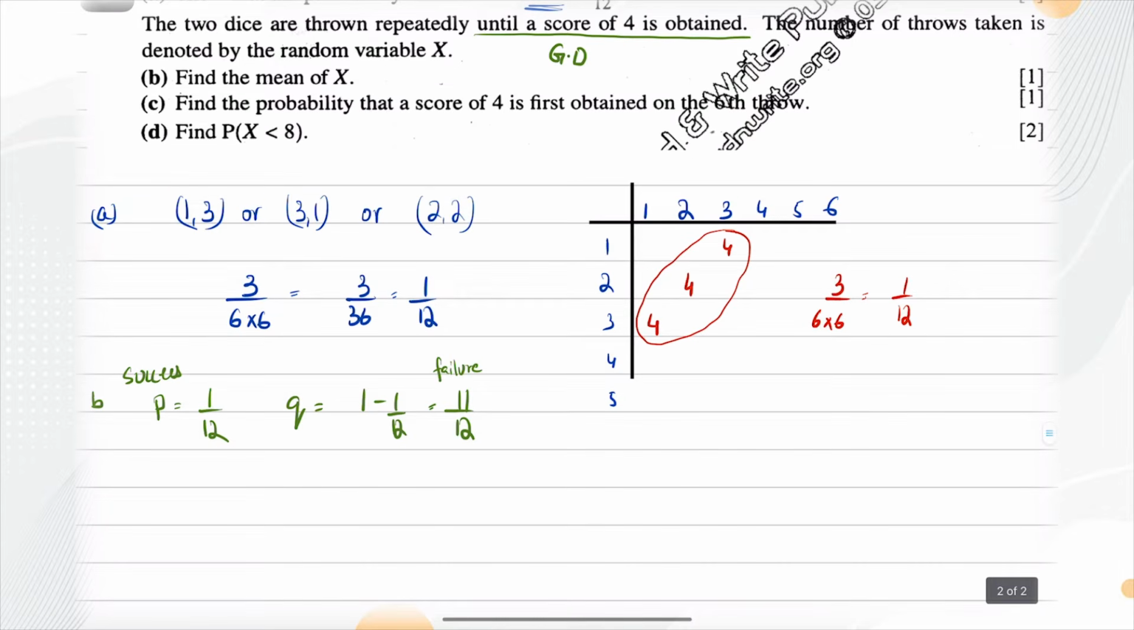Okay, now what do we need to calculate? We need to calculate the mean of x. How do you calculate the mean of x? We just wrote down the formula 1/p. So that means 1 divided by 1/12 which is equal to 12.